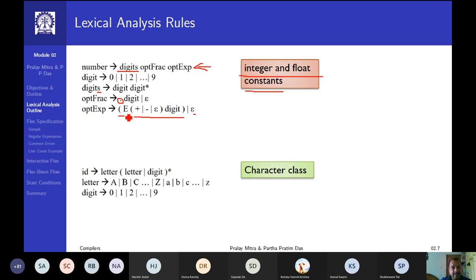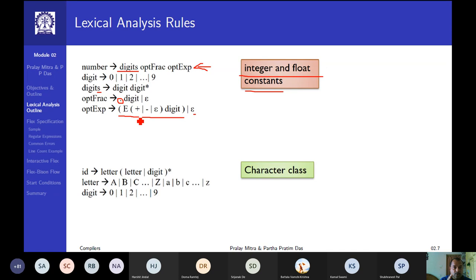Now this E is for the exponential. After that exponential, you can give a sign to the number, positive, negative, or epsilon, followed by a digit. So epsilon gives you the flexibility that when the exponent is positive, then either I can write plus or I can omit it.